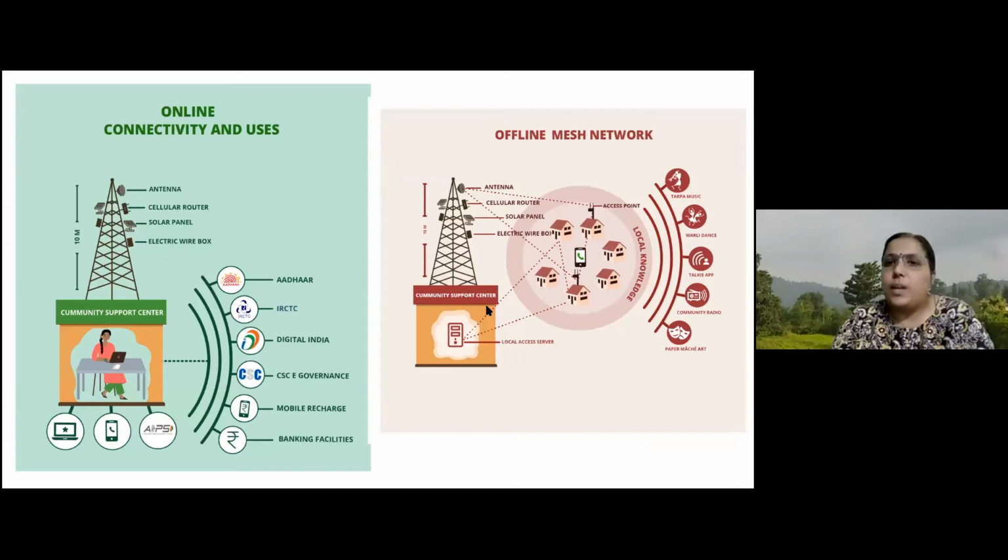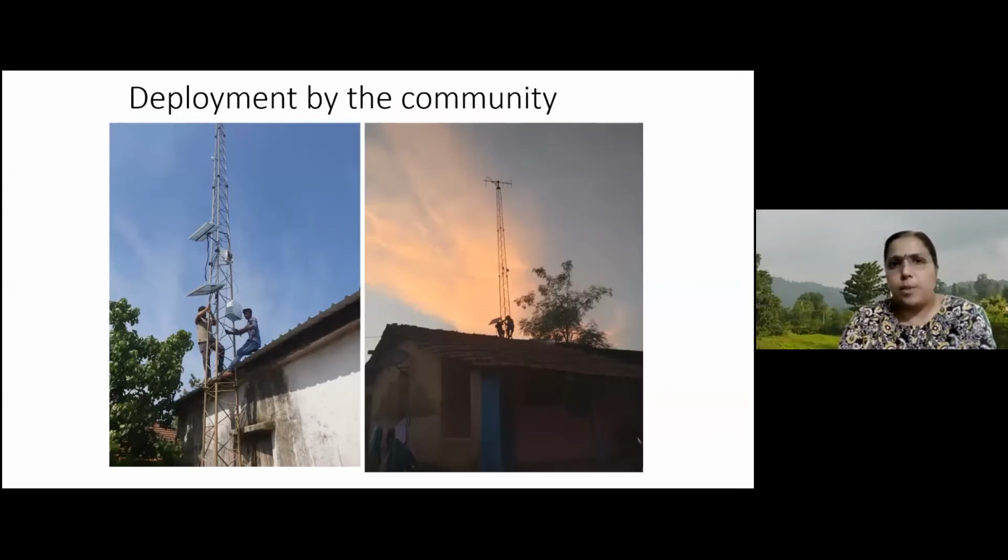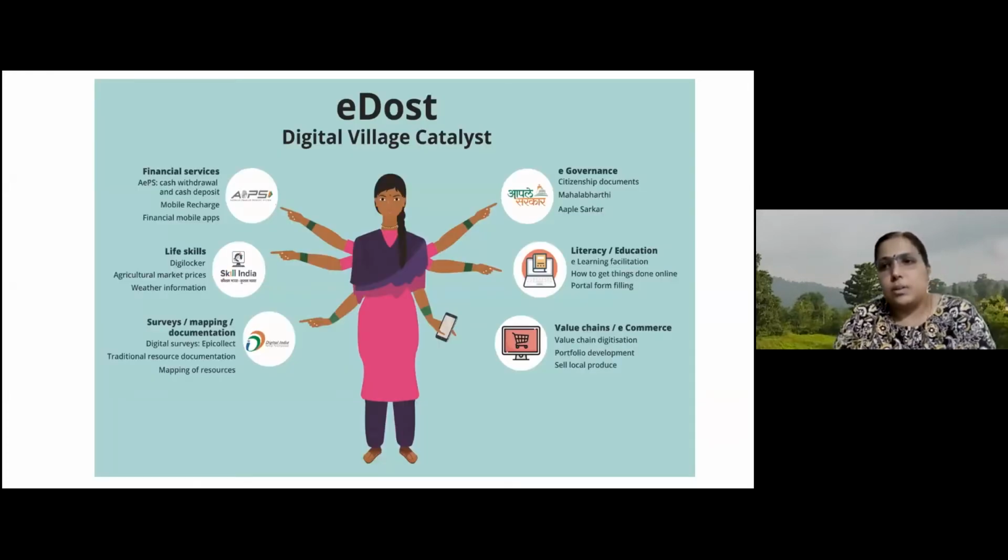The rest of the network is an offline mesh network, where we aggregate all the local knowledge of the community. The community participates in the network with their local knowledge related to art and craft, biodiversity preservation, and various other things, which comes onto that platform and is shared by the community. We did this deployment with the community, who helped us in setting up the network. And we have the e-dost. So this is the digital village catalyst.